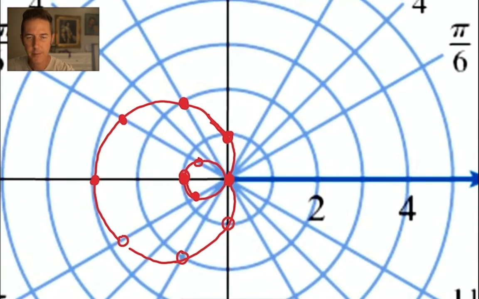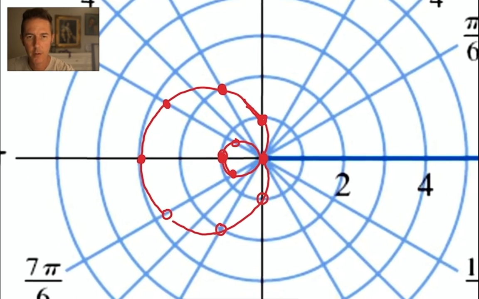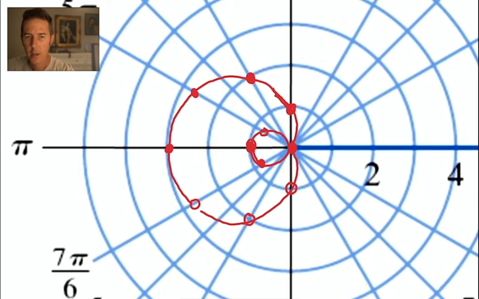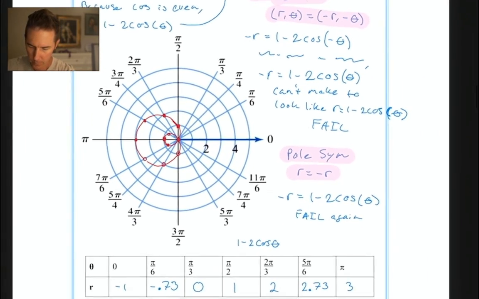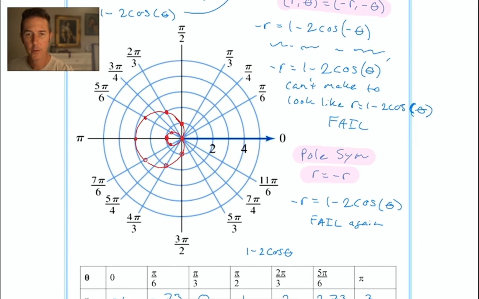So that is sort of a defining characteristic of this graph, is that not only does it have this inner loop, but it does protrude a little bit into the first and fourth quadrants. All right, so we didn't have to plot quite so many points because we were able to use the symmetry that we knew that this graph would display.